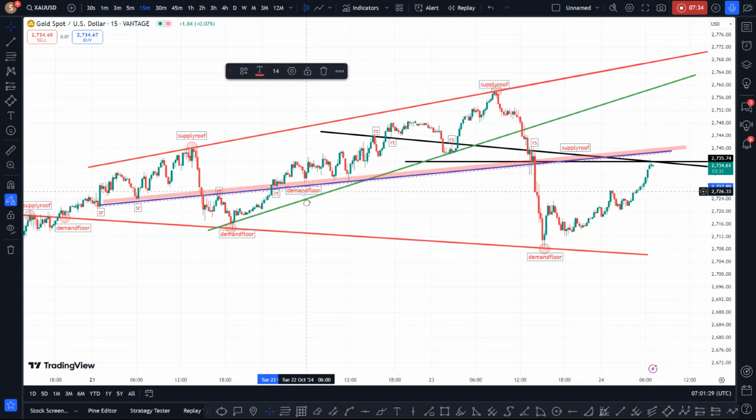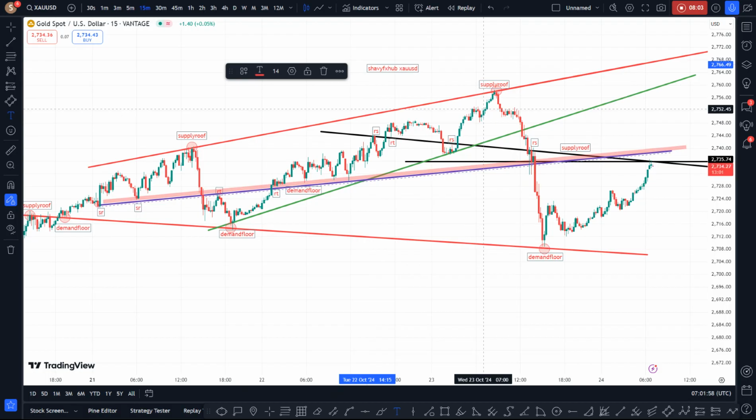So for those who love to scalp, this is a strategy that you can use. Let's put our name on top. Some people will go and copy it and say it's their own. I will not tolerate that. If you don't like my work, don't claim it. Some people are fond of claiming other people's work. So that is why I always put my name, Shavyfxhub.